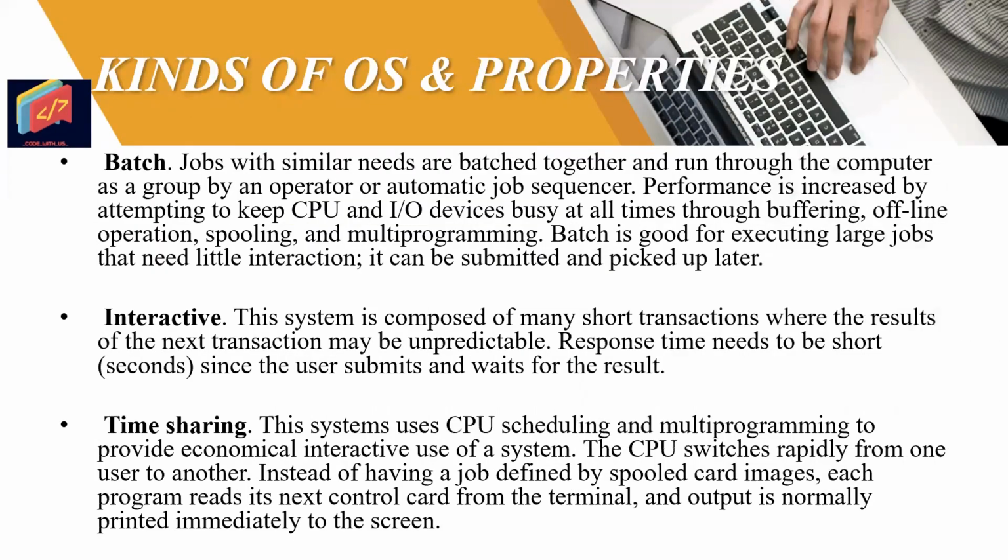Now we will discuss the kinds of operating systems and their properties also. So let's see what the kinds of operating systems and their properties are. The first one is batch. It means the jobs with similar needs are batched together and run through the computer as a group by an operator or automatic job sequencer. Performance is increased by attempting to keep CPU and I/O devices busy at all times through buffering, offline operation, spooling and multiprogramming. Batch is good for executing large jobs that need little interaction, so it can be submitted and picked up later.